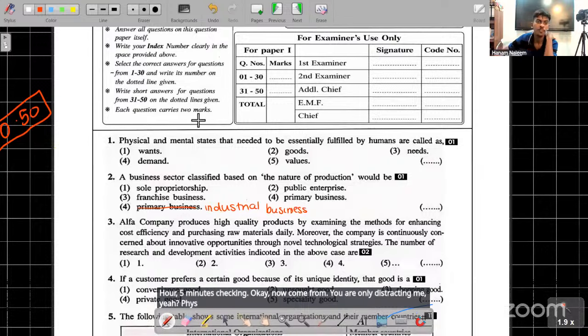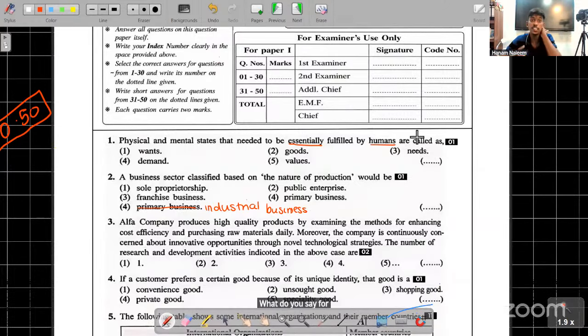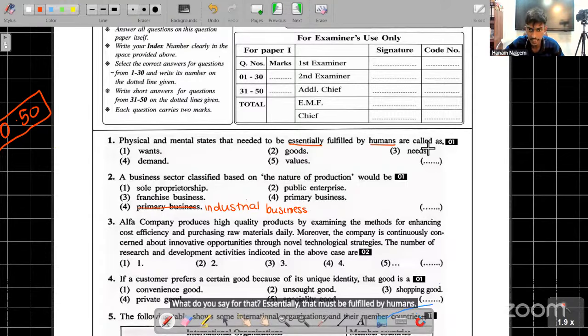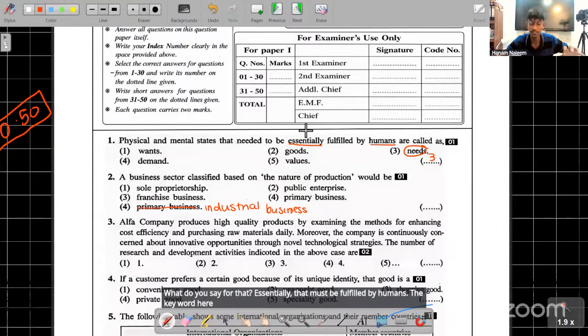Physical and mental states that need to be essentially fulfilled by humans are called as, what do you say for that? Essentially, that must be fulfilled by humans. The keyword here is needs, because the keyword is essential.